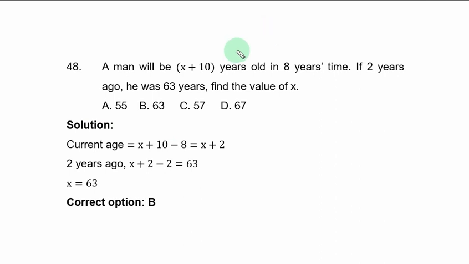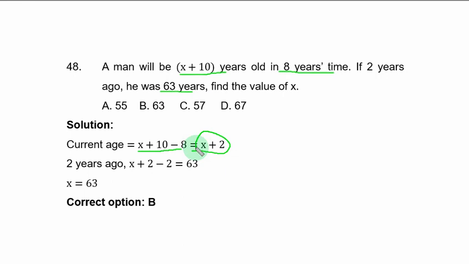Question 48. A man would be S plus 10 years old in 8 years time. If 2 years ago he was 63 years, find the value of S. The age of the man would be S plus 10 in 8 years time. That is in the future. What of the man's current age? So the man's current age is S plus 10 minus 8, and you have S plus 2.